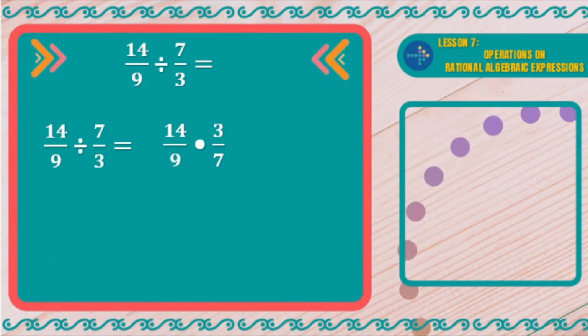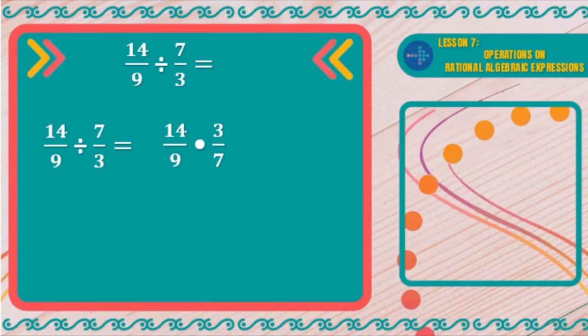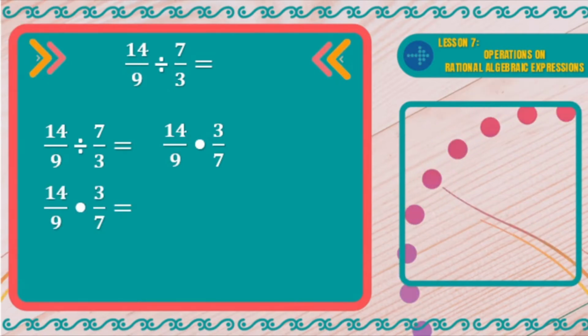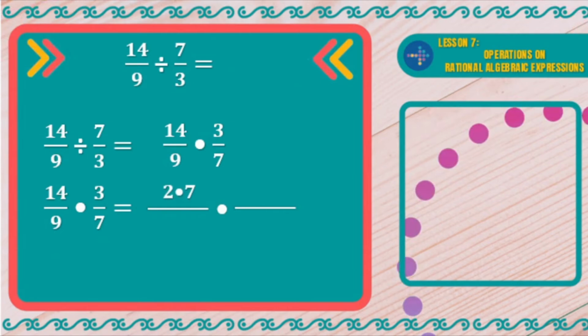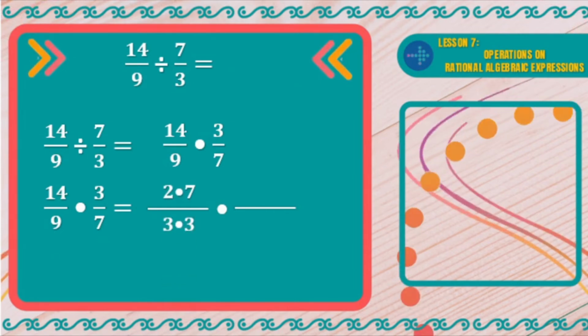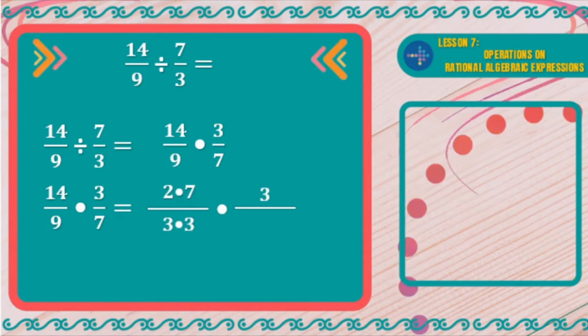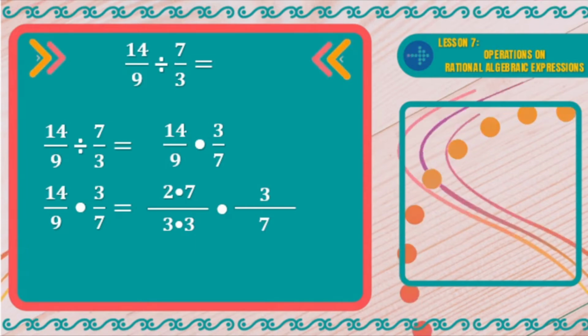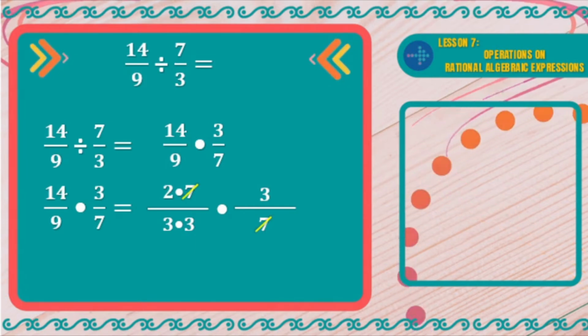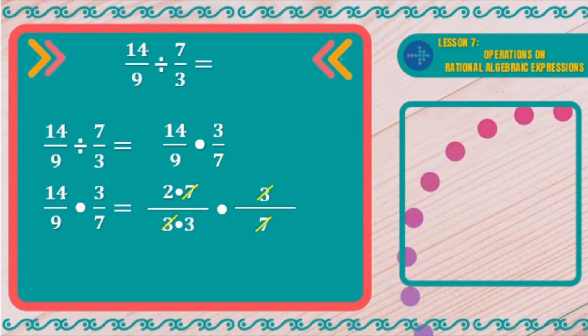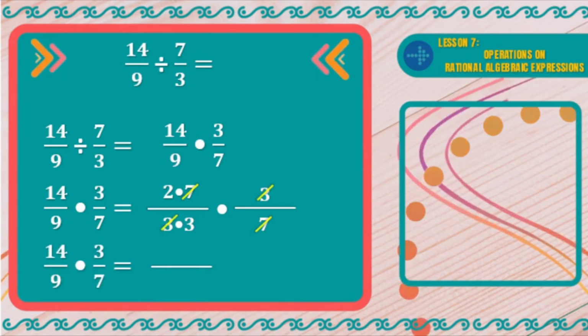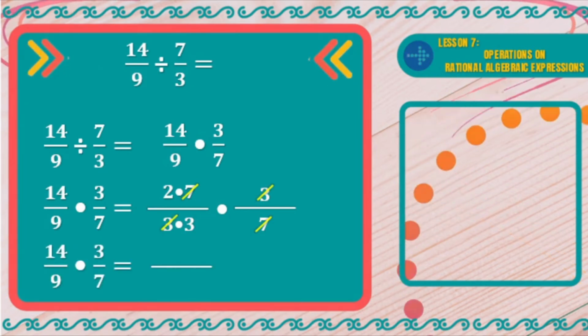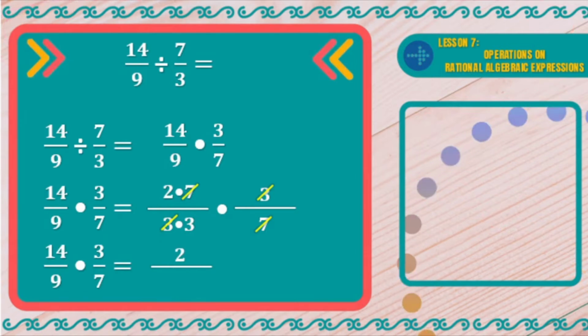Now we can proceed with factoring the numerators and the denominators. For 14, we have 2 times 7. For 9, we have 3 times 3. Then we have 3 and 7. Then cancel out common factors. So we have 7, then 3. So the remaining factor in the numerator is 2. Then for the denominator, we have 3. So the final answer is 2/3.